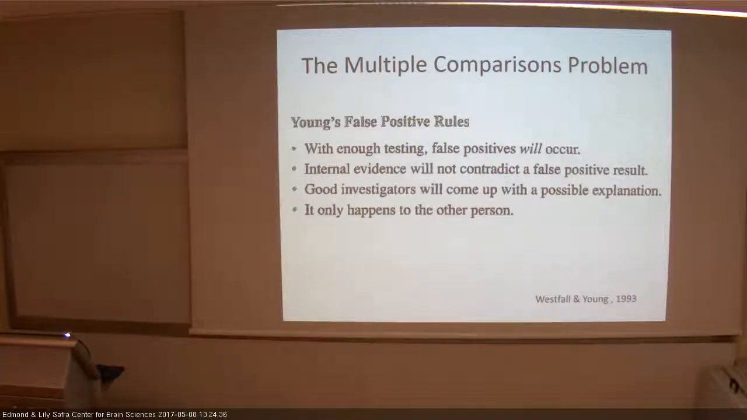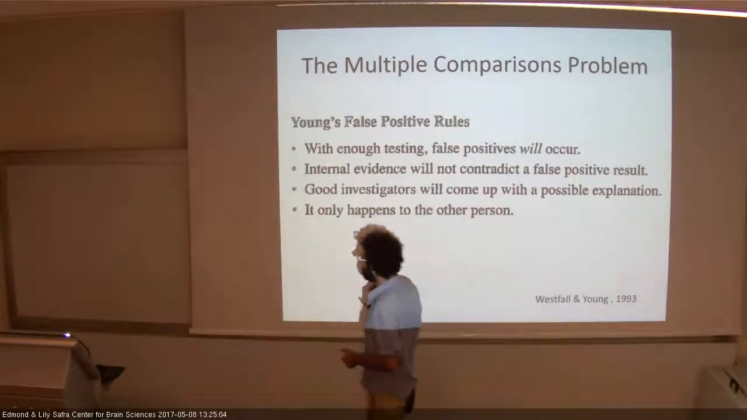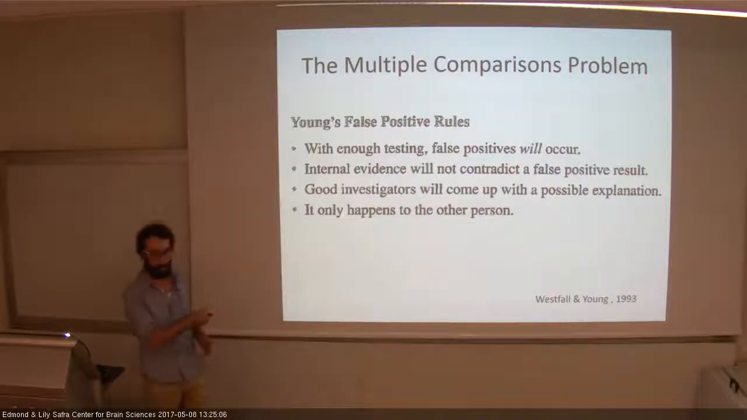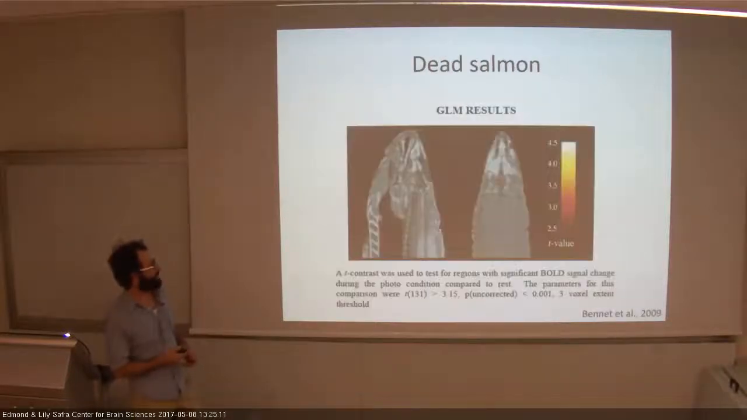Good investigators will come up with a possible explanation. So scientists generate explanations. You can give them a pattern, and they will give a good explanation why this has happened. And this makes the MCP really dangerous, right? Because anything goes. You get some result and you will find a story. And it only happens to the other person, which is highly related to the formal point, because you don't see your own false explanation.